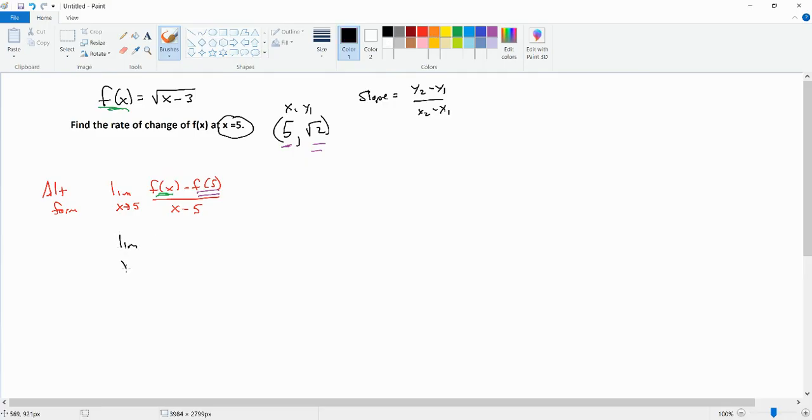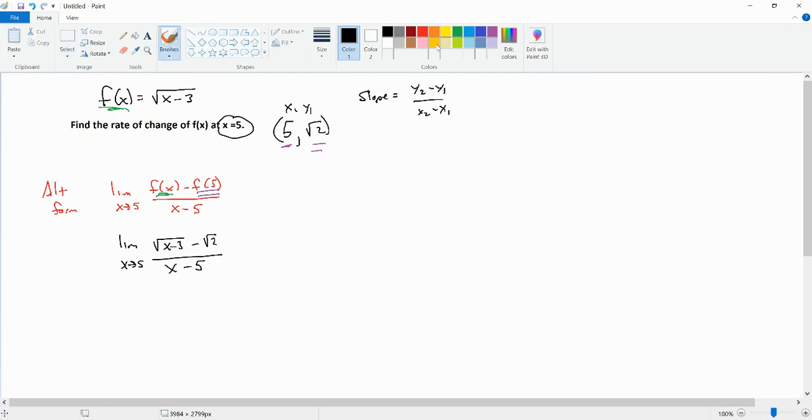So my limit as x approaches 5 of the square root of x minus 3 minus the square root of 2 over x minus 5. So now we turn this into a limit problem. By doing this limit problem, we always try direct substitution. If you try direct substitution, it's unfortunately in the form of 0 over 0. So we can't actually analyze that by direct substitution. So we're going to do something else.